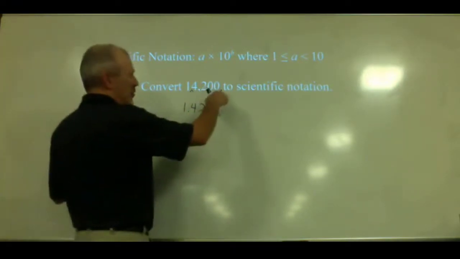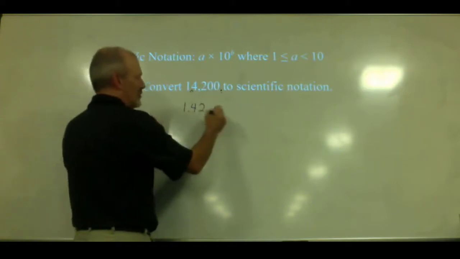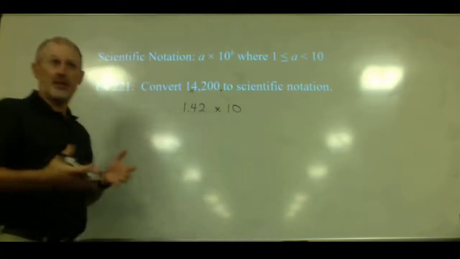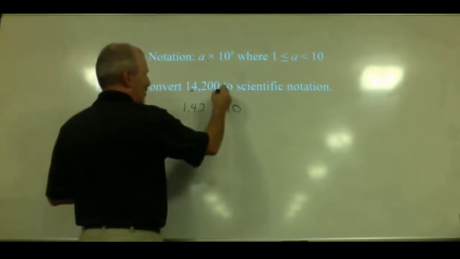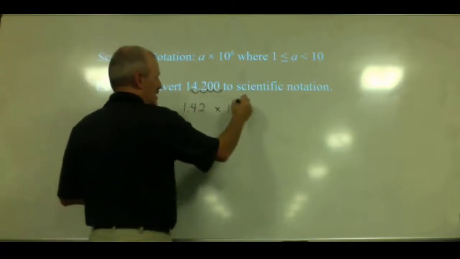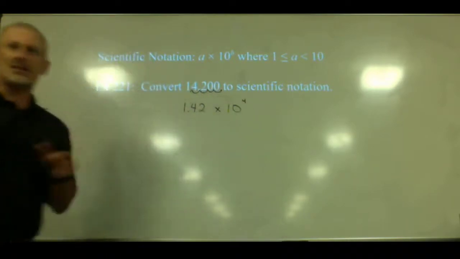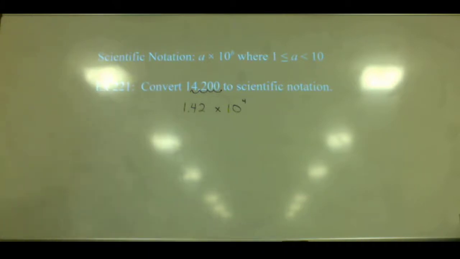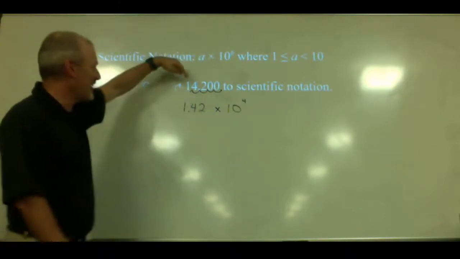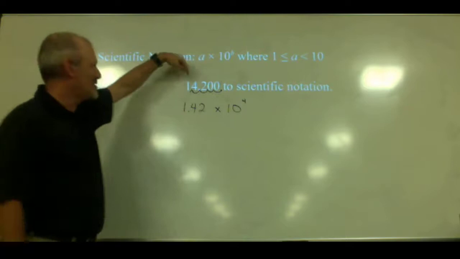So this is where the decimal point is, and we're going to write 1.42, that's the A, times 10, which will always be there, and then we just count how far. 1, 2, 3, 4 digits we're moving it, so we're going to put a 4 here. The last question we have to ask ourselves is, should it be a positive 4 or a negative 4? Here's how we figure that out.